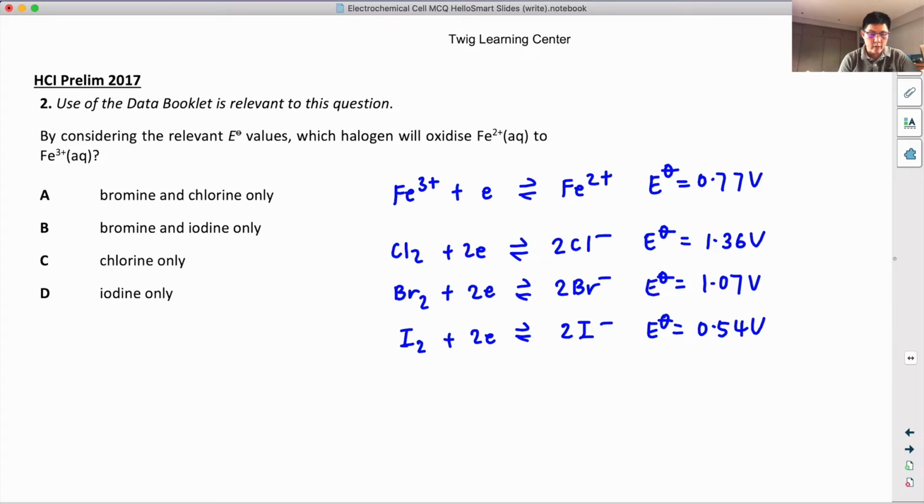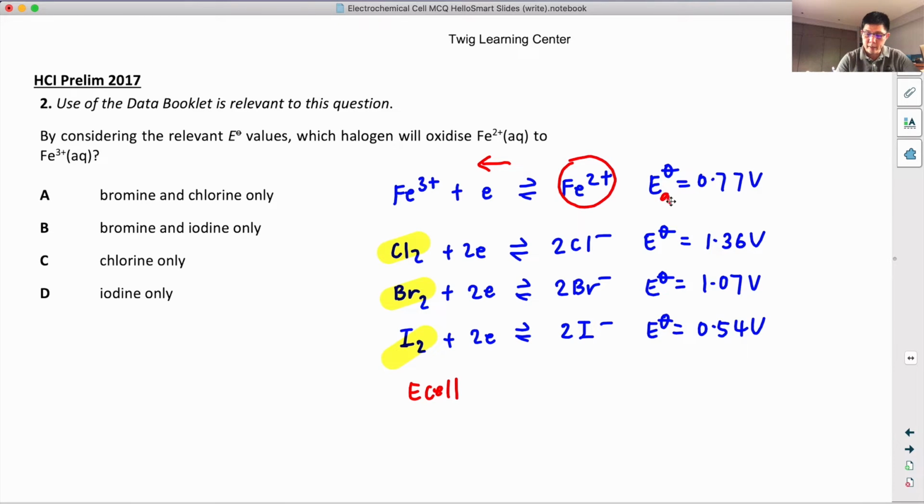Use of the data booklet is relevant to this question by considering the relevant E values. Which halogen will oxidize Fe2 plus to Fe3 plus? So this Fe2 plus will be oxidized to Fe3 plus. We're going to check the chlorine, bromine, and iodine on the left hand side. So we have to consider these 3. We're going to calculate the E cell. The E cell has to be a positive value for the reaction to be able to take place.